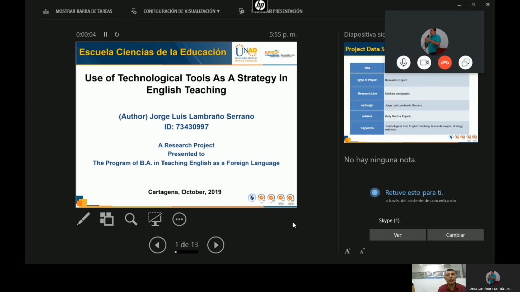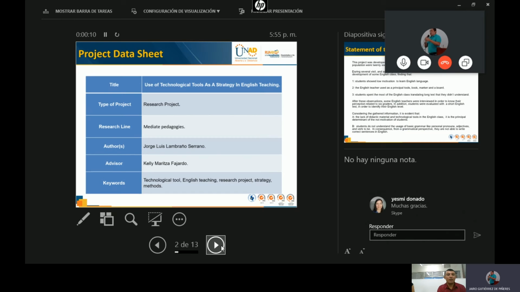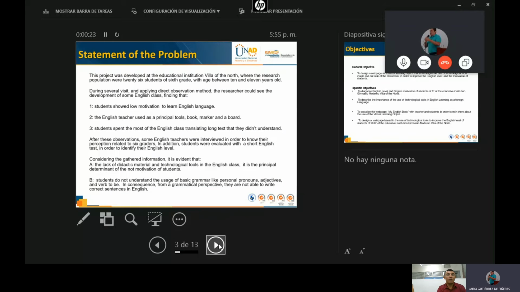Use of technological tools as a strategy in English teaching. Type: project. Research line: mediation pedagogy. Advisor: Kelly Marixa Fajardo. This project was developed at the educational institution Vida del Norte, where the research population was 26 students of 6th grade, with ages between 10 and 11 years old.